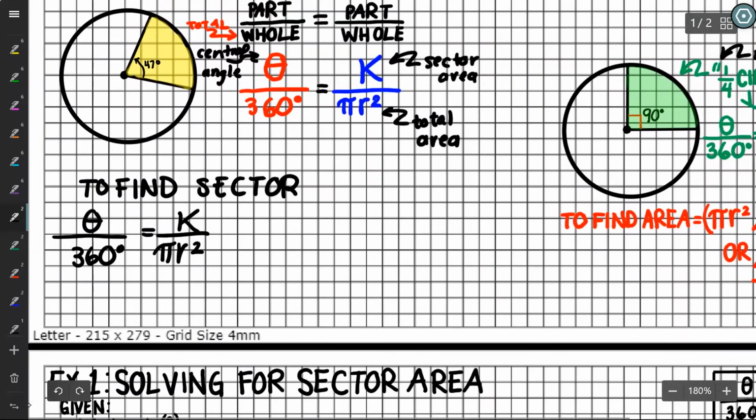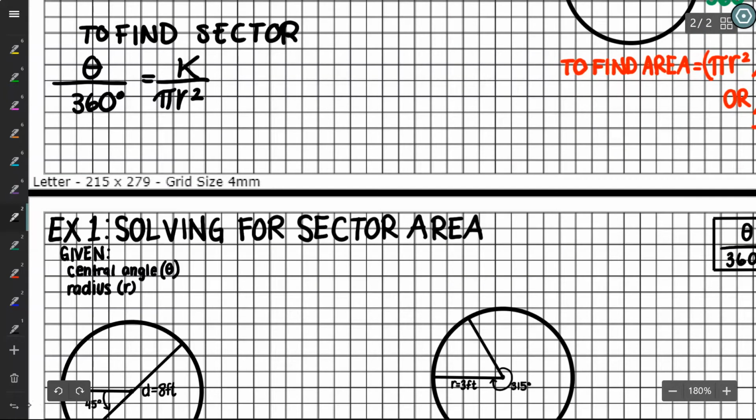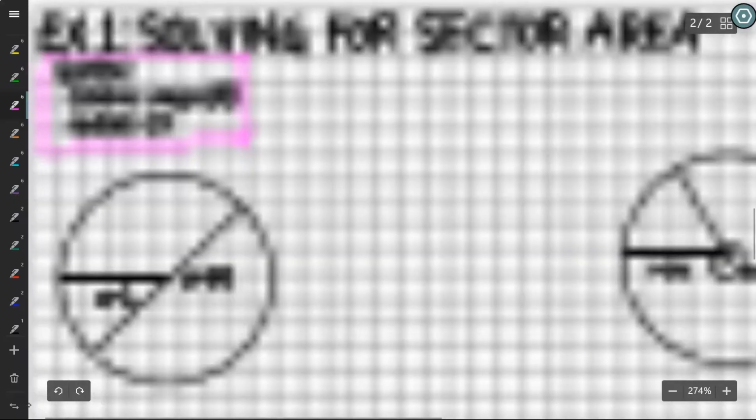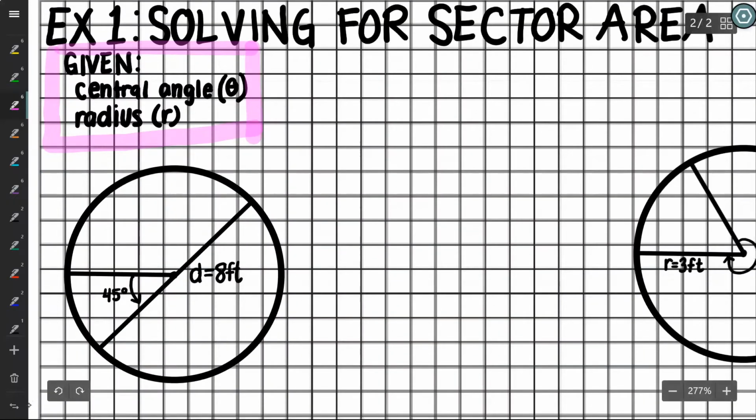Alright, so first example is solving for sector area. When you're solving for sector area, you need to have these two things given to you: your central angle and your radius. So we're going to start by looking at this problem here. My central angle is 45 degrees. And I don't have my radius, I have my diameter, but I can divide this by 2 and that'll give me my radius, which is 4 feet. I'm going to write that here, r equals 4.